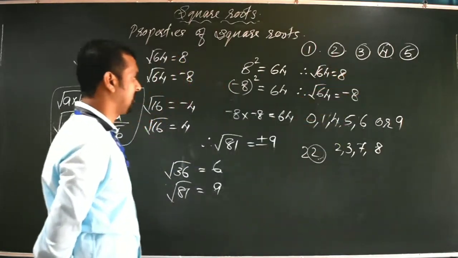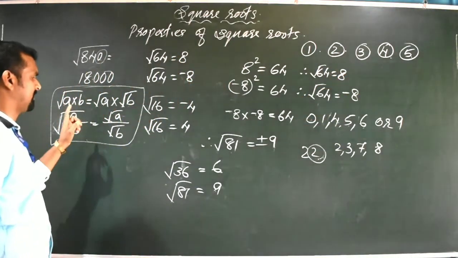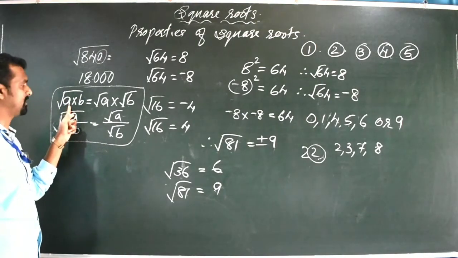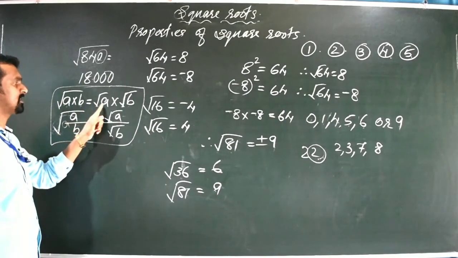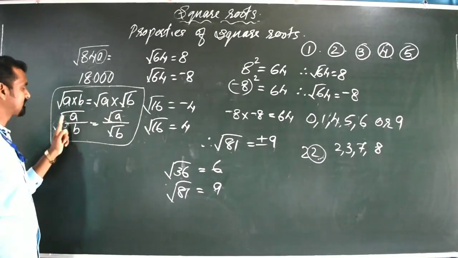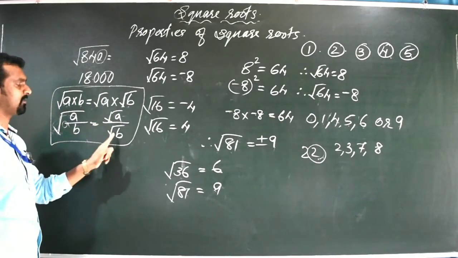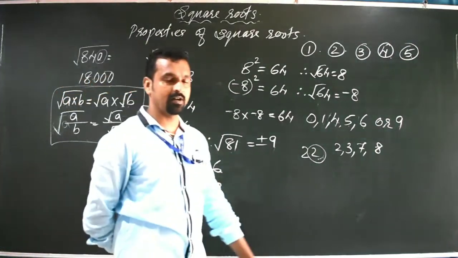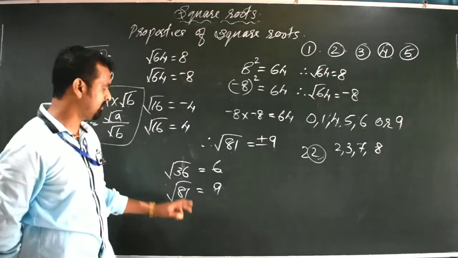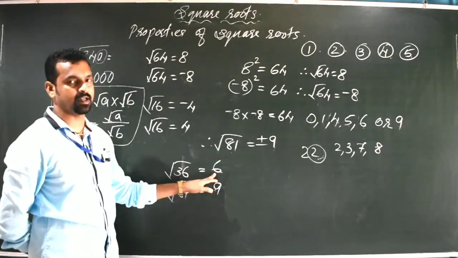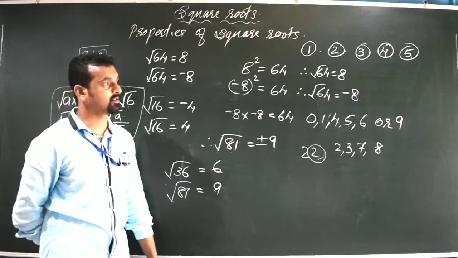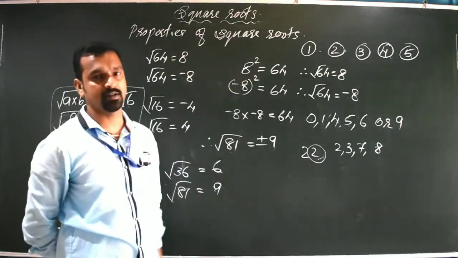Now the fourth property: it follows the rules of exponents. That is, square root of a into b is equal to square root of a into square root of b. Square root of a divided by b is equal to square root of a divided by square root of b. Now the fifth property: the square root of an even number is always an even number. The square root of an odd number is always an odd number. So these are the 5 properties of square roots.